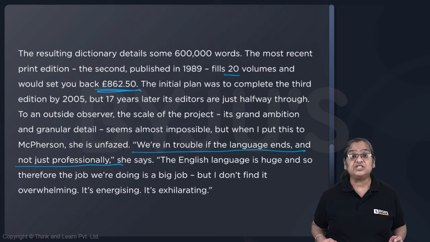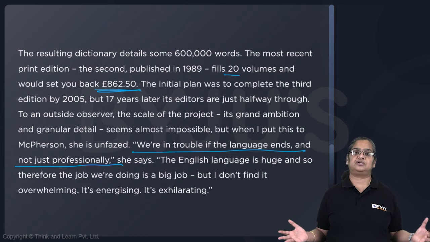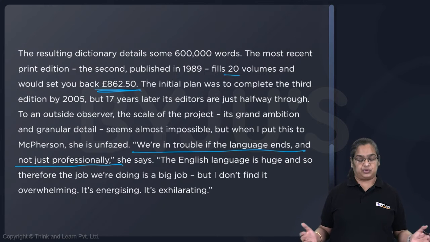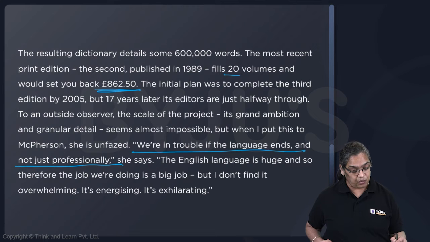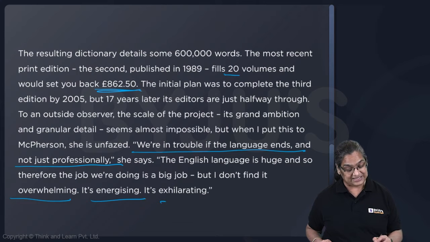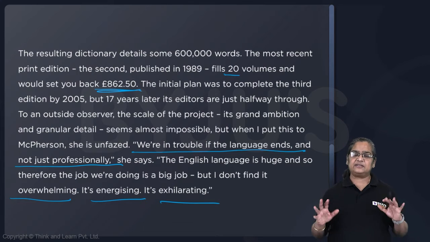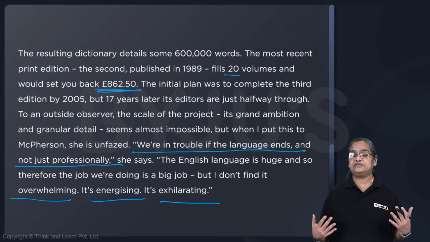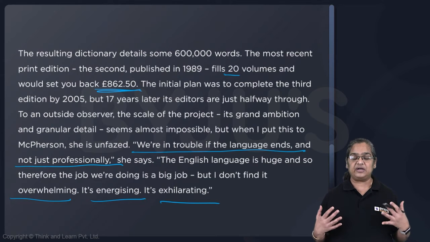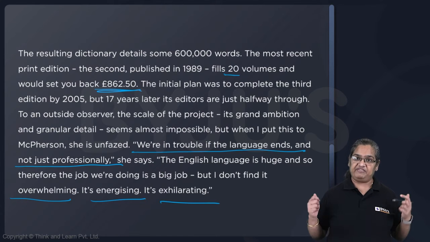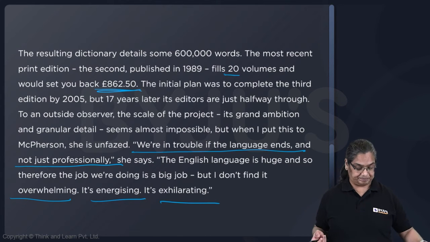The English language is huge, so therefore the job we are doing is a big job. The language is humongous, so the job also is big. But I don't find it overwhelming, it's energizing, it's exhilarating. She says, the scale of the project doesn't overwhelm me. I'm not daunted or totally lost in it. I feel energized and I feel thrilled.